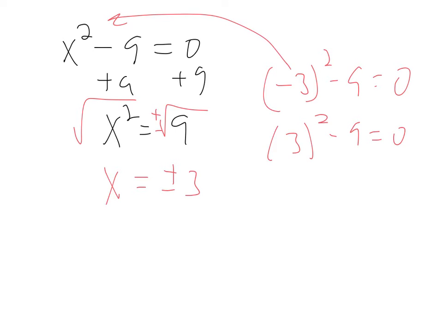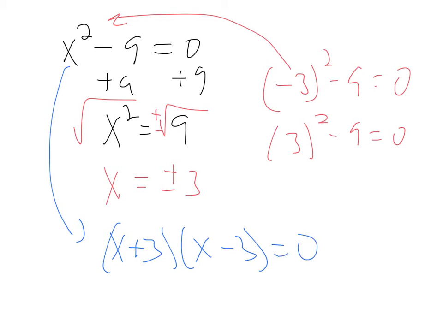Another way to solve this is to think, oh, this is the difference of two squares. This factors to x plus 3, x minus 3 equals 0. And then you can see you're going to have those two answers right there. So it's your choice whichever way to go. I honestly like the factoring method better, because that way I don't make that mistake of missing the two answers.